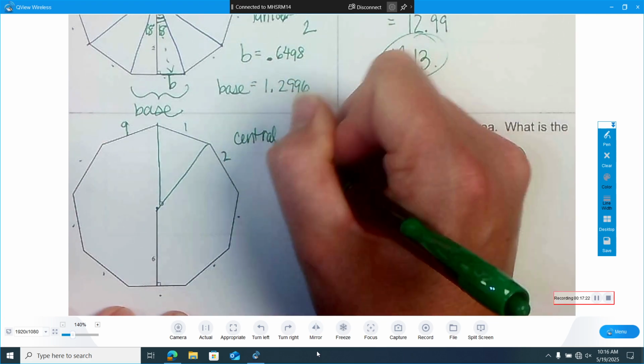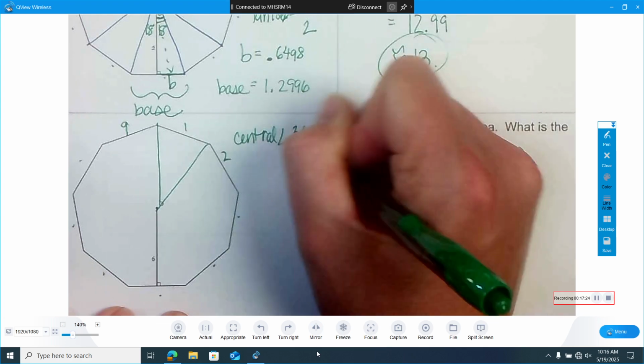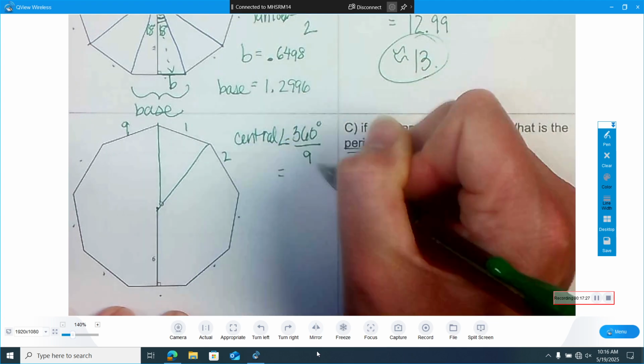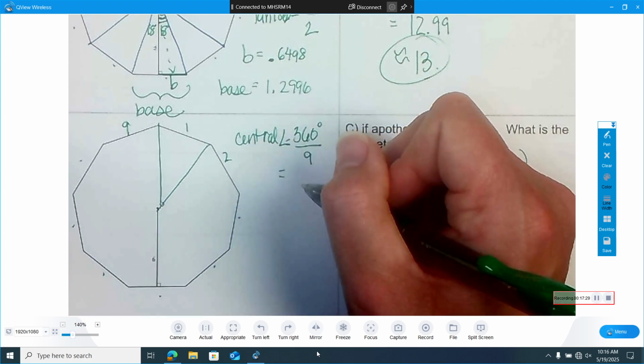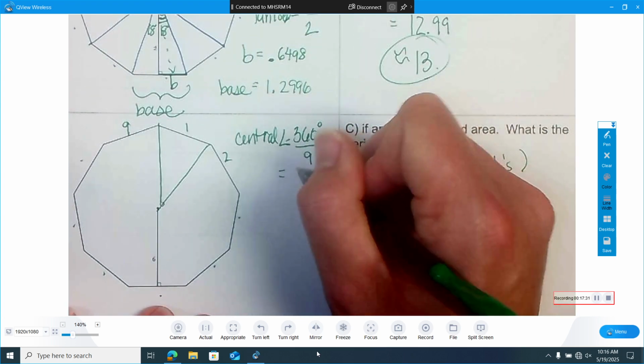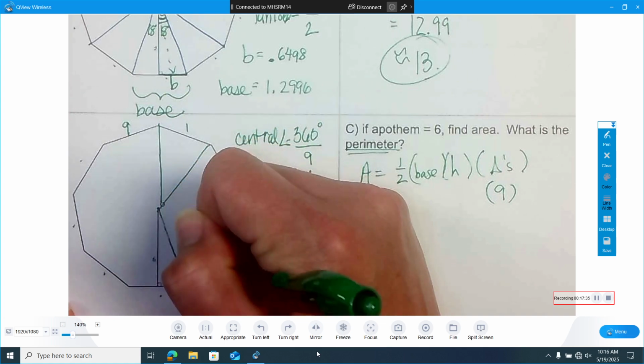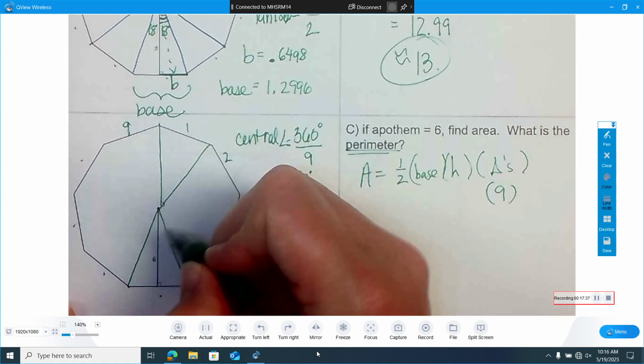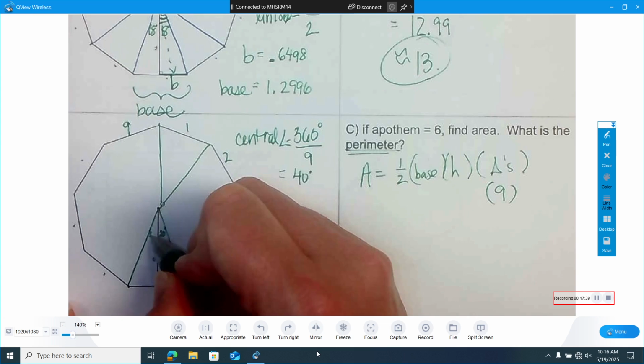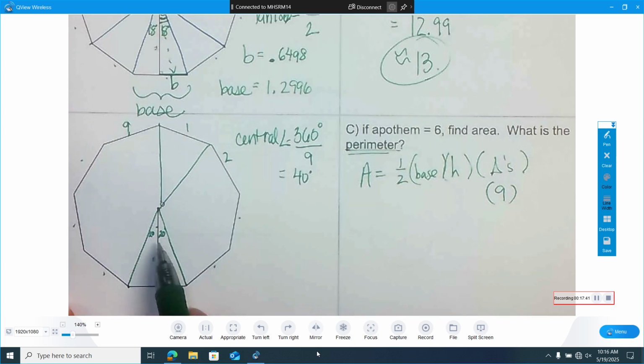360 divided by 9. Good. 360 degrees divided by 9, divided by 2, is 40. And then divided by 2 is going to give us our little angle that gets split right here. So each one of these is 20 degrees on that bottom triangle.